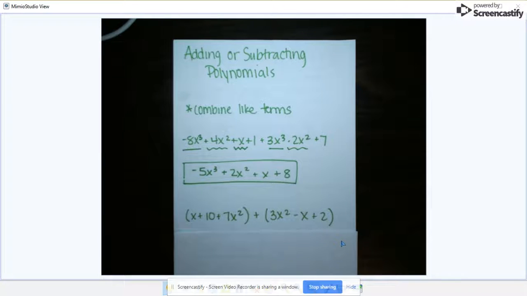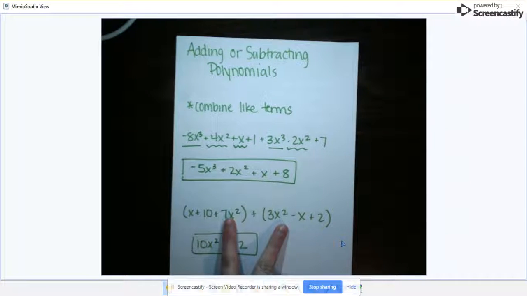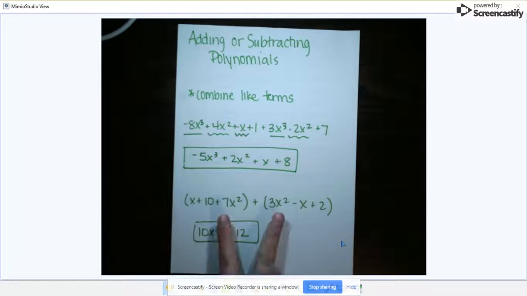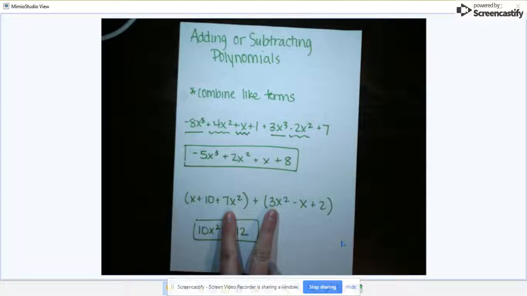Sometimes you're going to see your polynomials in parentheses. So here's a polynomial and here's a polynomial, and we're adding the two polynomials together. Again, you're looking for your like terms. So once again, because most of our answers are written in standard form, I always look for our highest degree. Well, in this example, our highest degree is 2, so I'm going to combine those like terms.